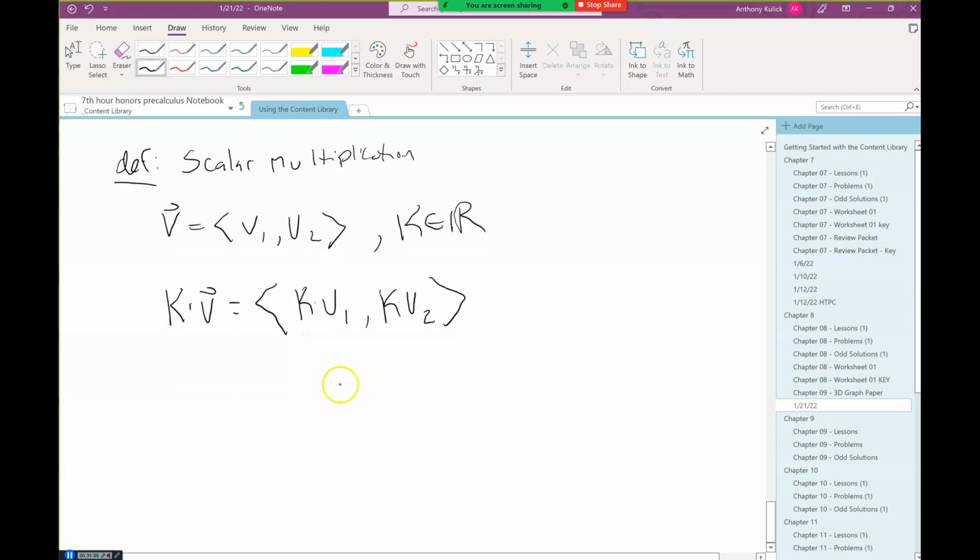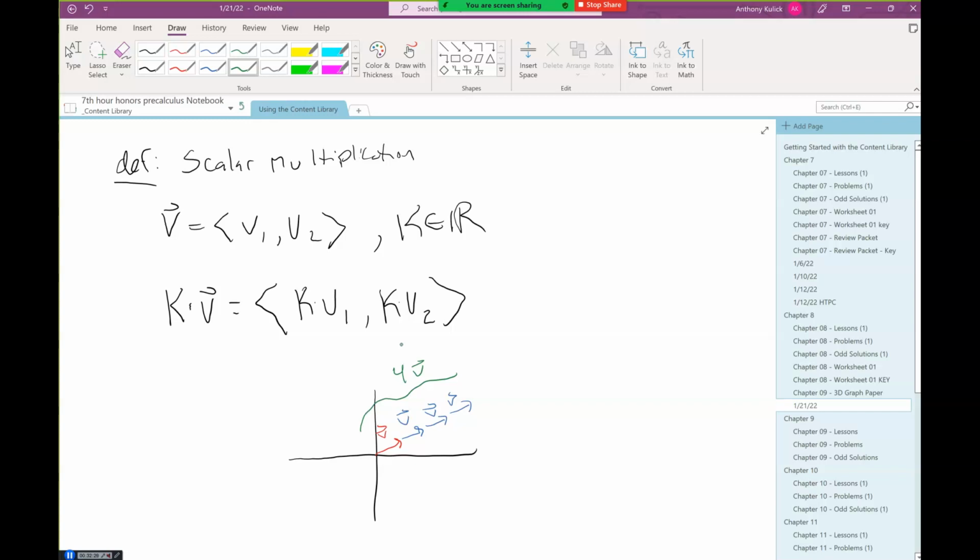If we draw a picture, say, what does 4v look like? So if this is v, 4v just looks like 4 copies of v stacked head to tail. Everybody's okay with that?